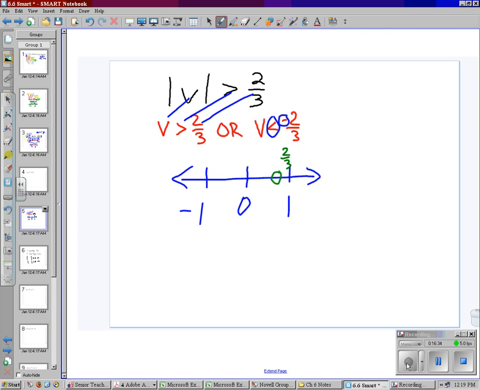Greater. Which way? To the right. We got an arrow going this way. V is less than negative 2/3. That's going to be over here. I got negative 2/3. Which way is the arrow going to be? To the left. That's right.